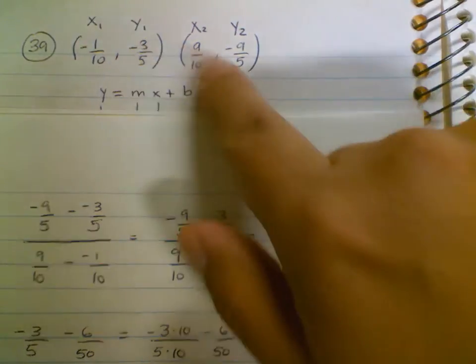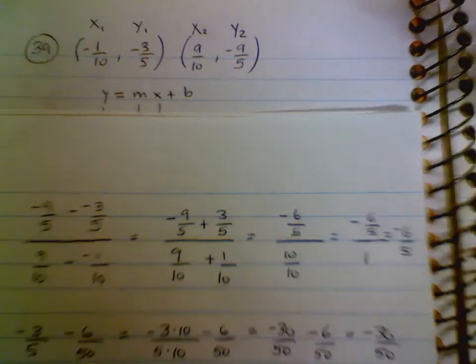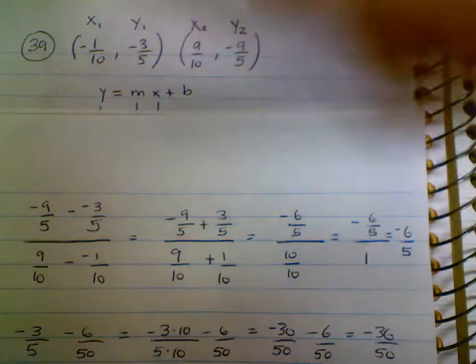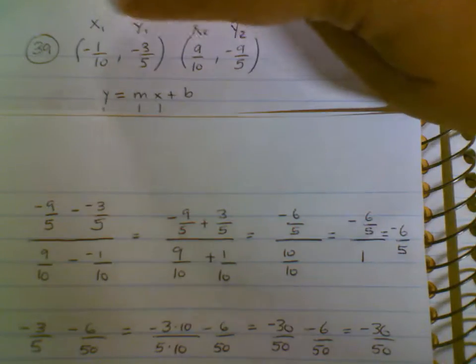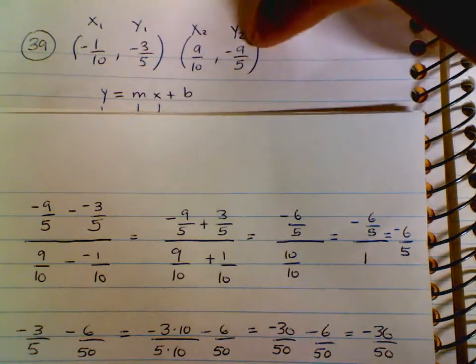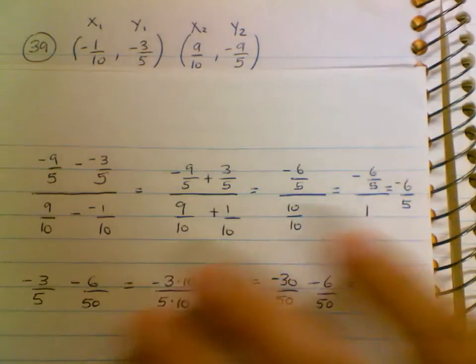We have 2 points, and we have to write the equation of the line in slope-intercept form that goes through those 2 points. So the first thing is to be aware what it is that you have. You can name this x1, y1, x2, y2, and then the first thing to do will be to find the slope.